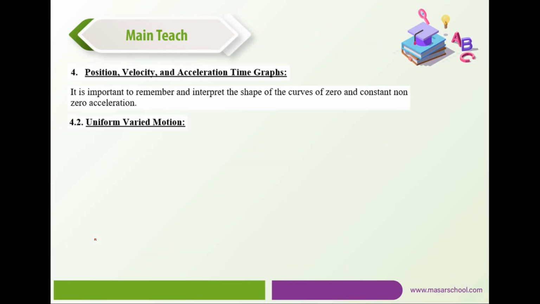Now section 4.2, uniform varied motion. Before we proceed, let me write the order that we're moving with: 0, constant, linear, quadratic, and this order is for A, V, and X. Alright? Now, uniform varied motion means that the acceleration is constant, and we have two cases, either positive constant acceleration or negative constant acceleration.